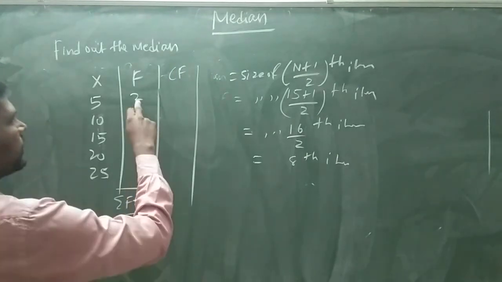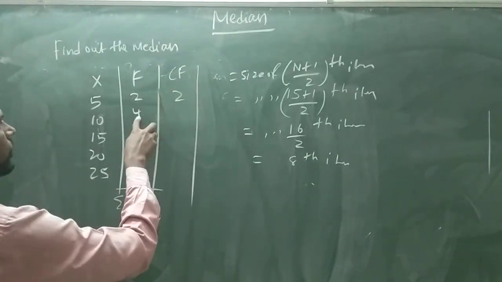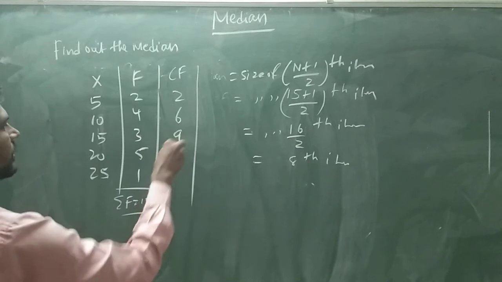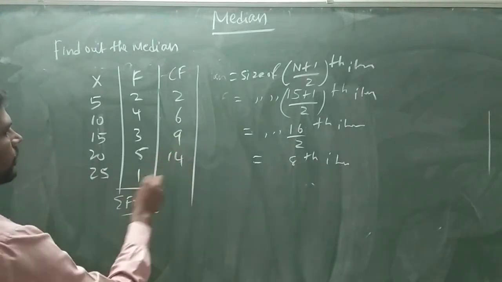Find out the cumulative frequencies. First value is 2. Add this value. 2 plus 4 is 6. 6 plus 3 is 9. 9 plus 5 is 14. 14 plus 1 is 15.